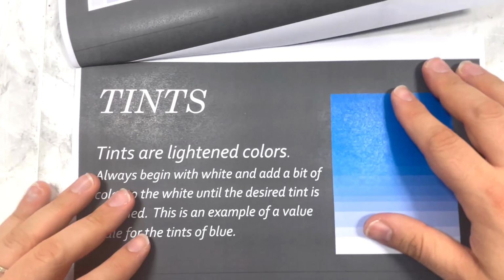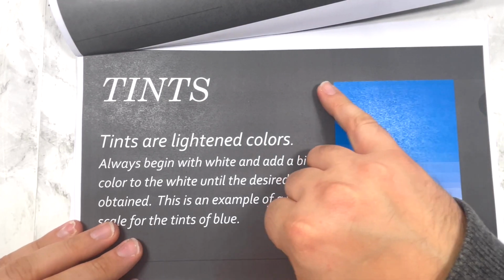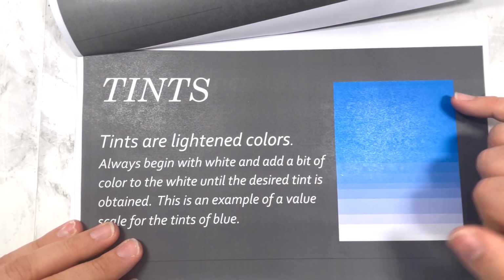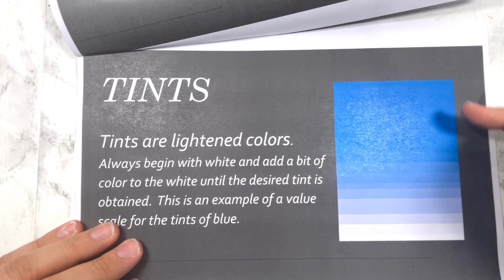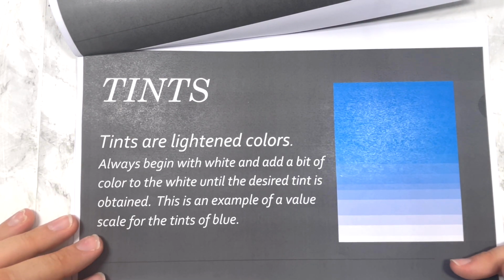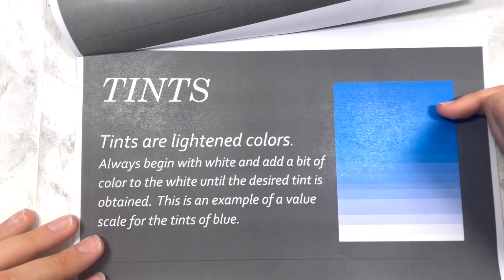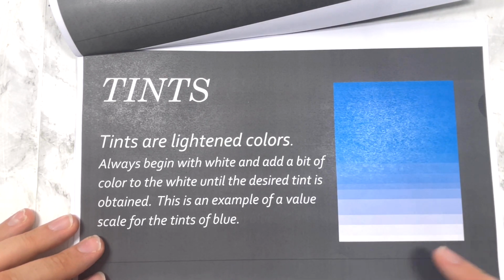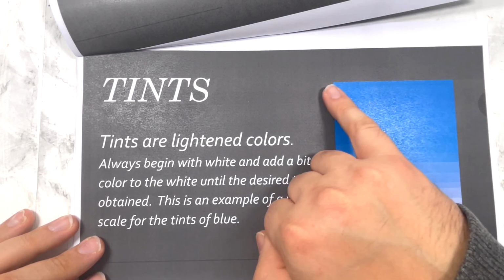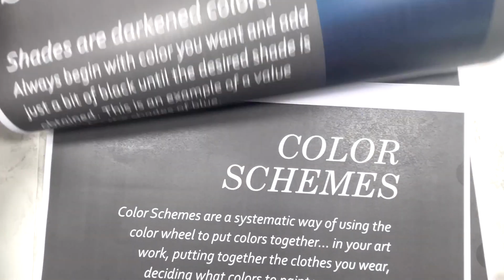So tints, let's start with the tints. Tints are lightening colors. So if you start from this very nice deep blue and you keep adding white, you're going to get this really nice fading. Okay, always begin with white and add a bit of color to the white until the desired tint is obtained. This is an example of the value scale of the tint of blue. So if you start with white and you keep adding blue, that's the effect. If you start from the blue and you keep adding white, you get it the other way around.